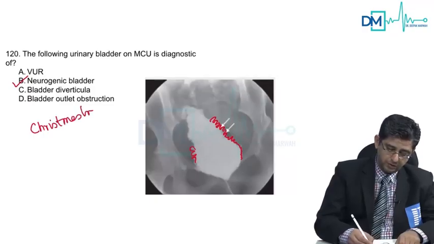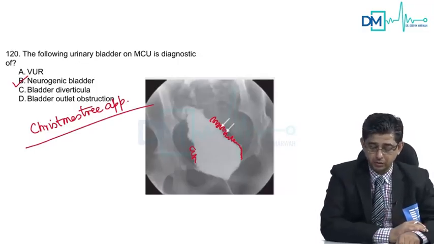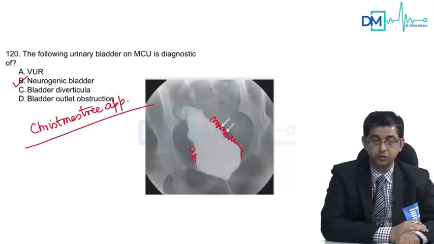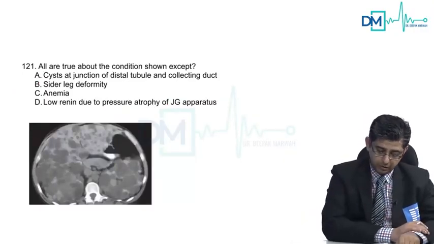Christmas tree appearance on micturating cystourethrography. Christmas tree appearance on a micturating cystourethrogram is diagnostic of a neurogenic bladder. All are true about the condition shown except cysts at the junction.